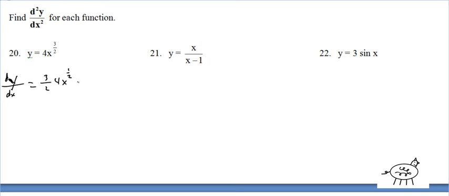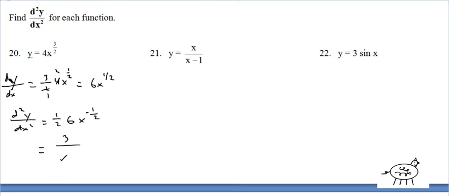So let's simplify that. That's just going to be a 1 and a 2. So that's just going to be 6x to the 1/2. And then the second derivative, that's pretty easy. Bring 1/2 to the front, times 6, and then x to the negative 1/2. So that's equal to 3 over x to the 1/2.